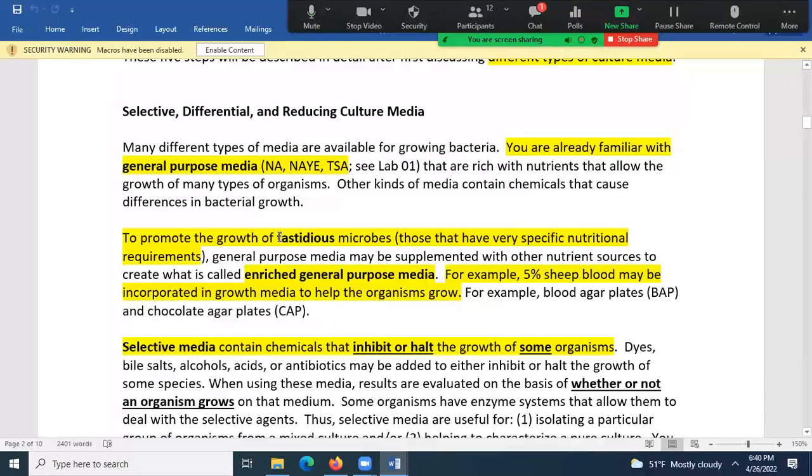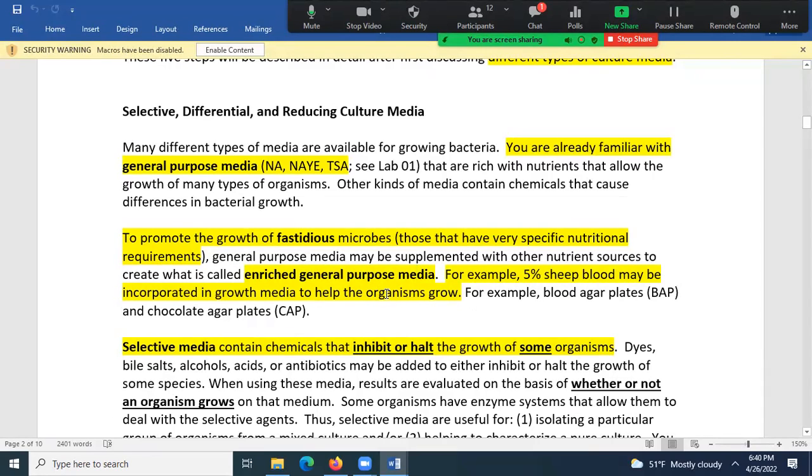These are microbes, fastidious microbes, that have very specific nutritional requirements, and they require an enriched general purpose media, and I'm just going to call it an enriched media, in order to get them to grow. An example of an enriched media is where we add 5% sheep's red blood cells to the growth media. I think it's tryptic soy agar. And then the 5% sheep's red blood cells helps the organisms to grow.